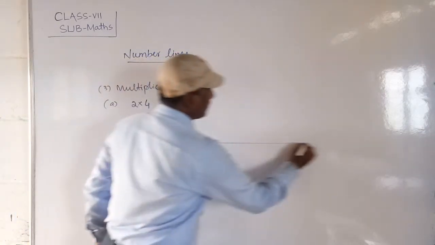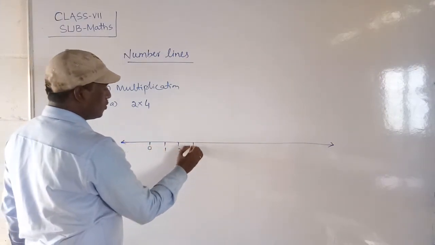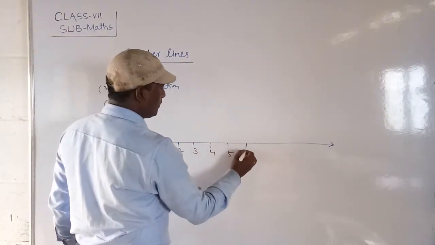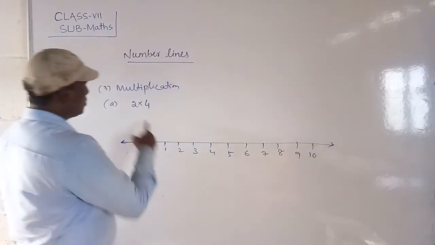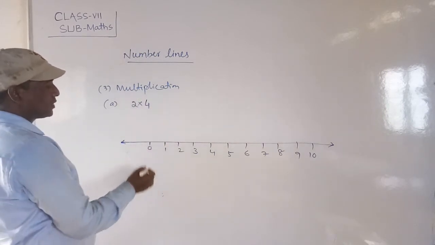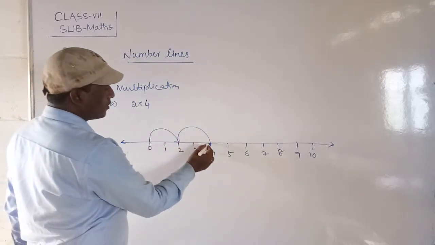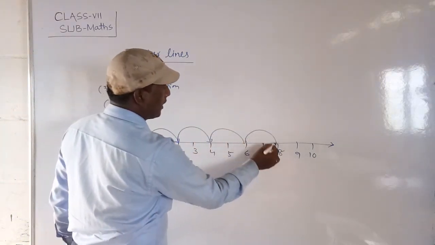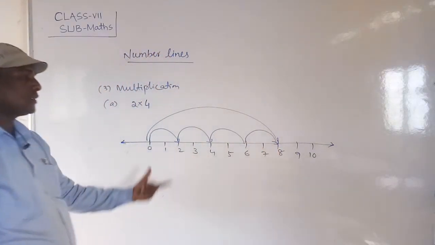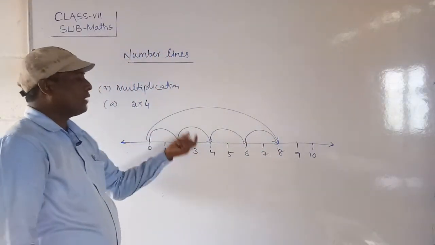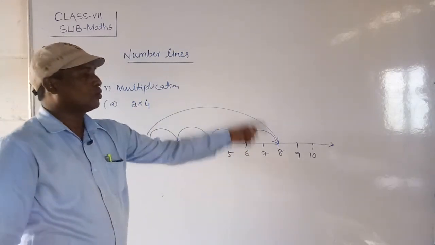So draw the number line: 0, 1, 2, 3, 4, 5, 6, 7, 8, 9 and 10. So 2 how many times? That is 4 times. So first of all, take that 2 four times: 1, 2, 3 and 4. So this total is called the answer. Okay students, this is multiplication. How many times have you done it? 2 how many times? Now 4 times. Take 2 four times.